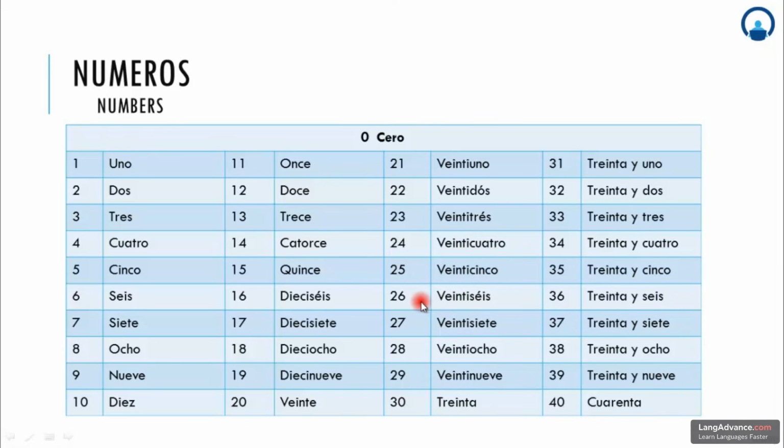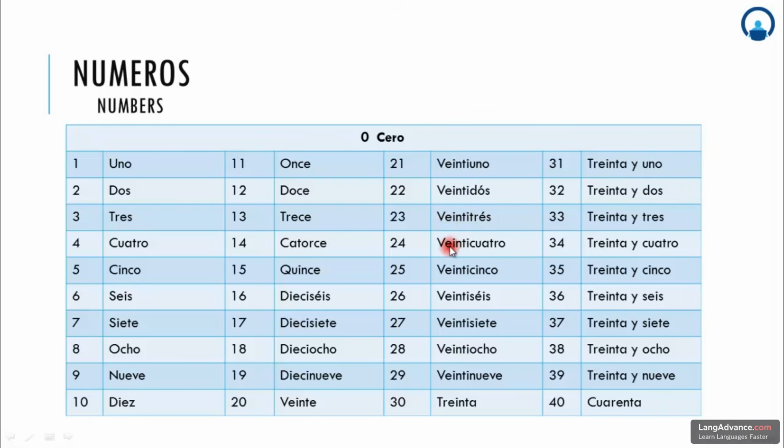26, 27, 28, 29, 30. From 21 to 29, there's a pattern that we take 20 and 1. So 21 is twenty and one, 22 is twenty and two, and so on.